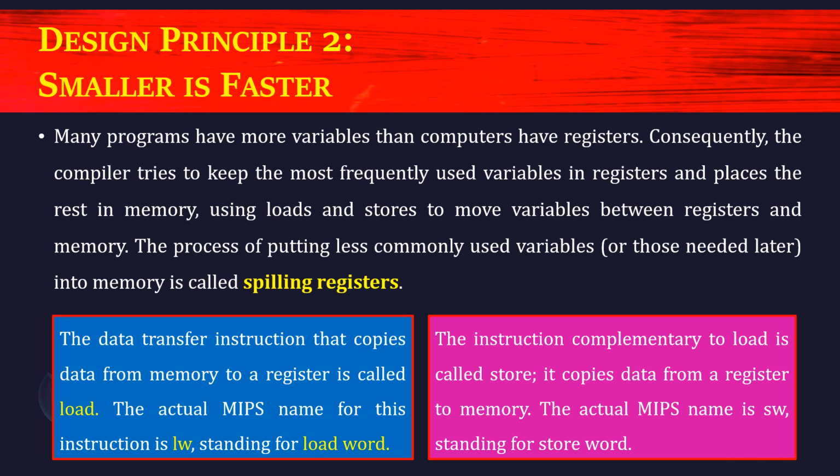So using the data transfer instructions, we are moving the data between the memory and the register as and when it is required. The less commonly used variables are stored in the memory itself. That process is called spilling registers. The data transfer instruction that copies data from memory to register is called load. We are loading from the memory into the register. The actual MIPS name for this instruction is LW, which means load word. LW stands for load word.